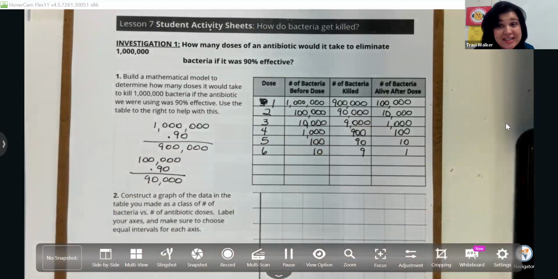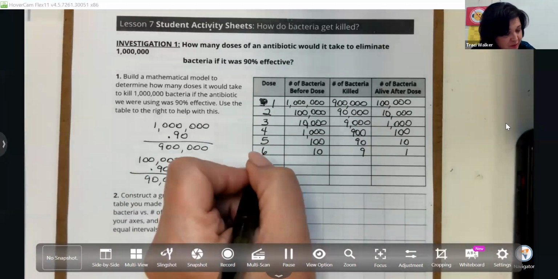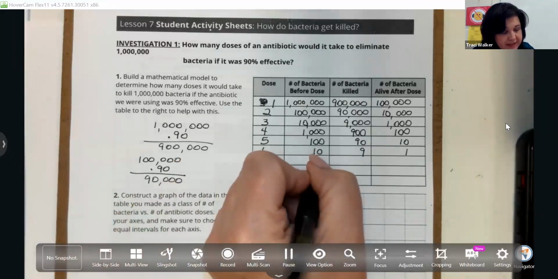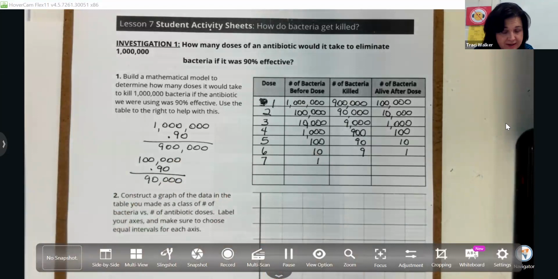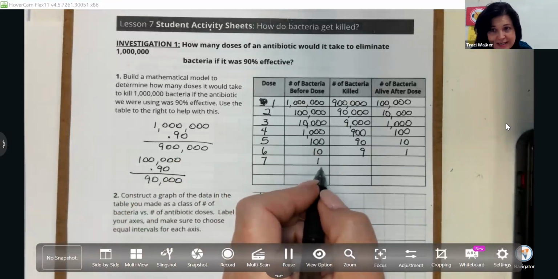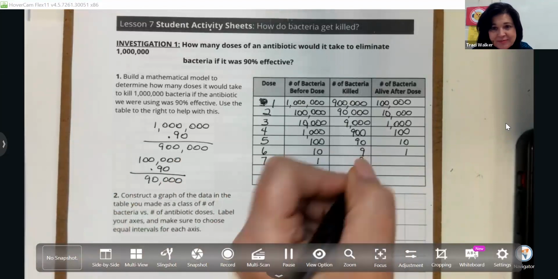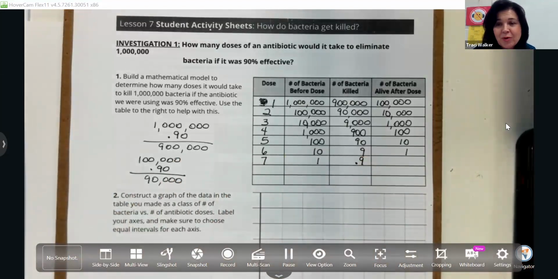Okay, we have to take 1 more. Believe it or not, we have to take 1 more. So on our 7th dose of antibiotics, we have 1 bacteria cell left alive. We kill 90%, so we kill 0.9. Okay, so we kill 9/10 of a bacteria.